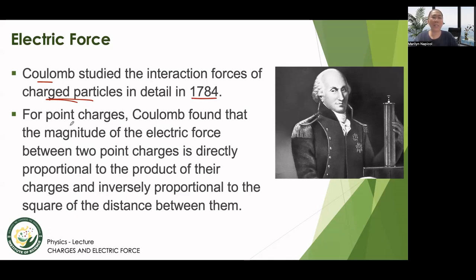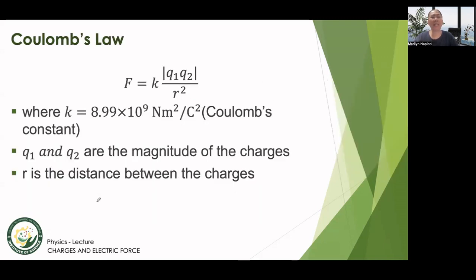So for point charges, Coulomb found that the magnitude of the electric force between 2 point charges is directly proportional to the product of their charges and inversely proportional to the square of the distance between them. So etong relationship nito, he simplified that using an equation. So ito yung tinatawag natin na Coulomb's law. Okay, so based on this equation, you have F is equal to K, the absolute value of Q1 Q2 over r squared. Okay, so let me explain this.